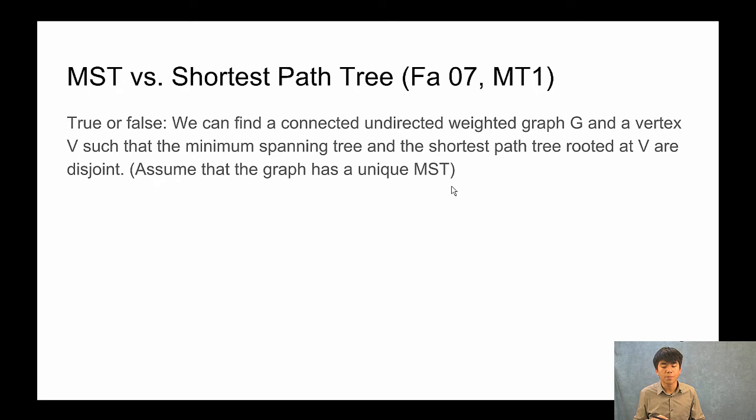All right, MST versus shortest path tree. Oh, okay, this one's a little bit long. That's okay. We can diverge into Microsoft Paint and have a nice time. So we can find a connected, undirected, weighted graph G and a vertex V such that the minimum spanning tree and the shortest path tree rooted at V are disjoint, and assume that the graph has a unique minimum spanning tree.